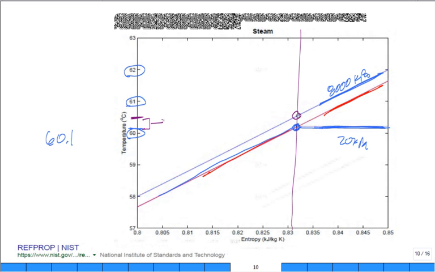This is always a challenge for students. Oh man, what happens after that pump? It must come out 300 degrees. No, it's not 300 degrees C.